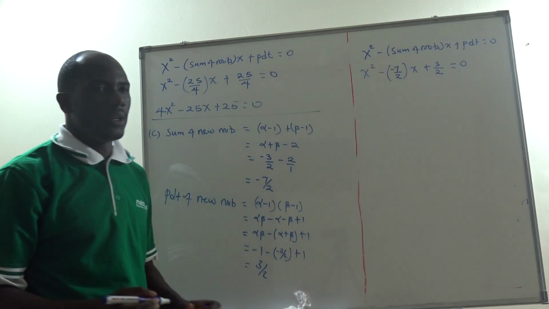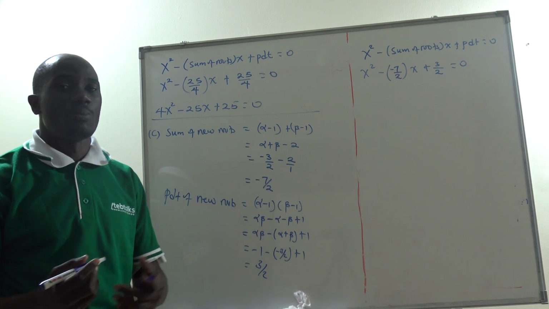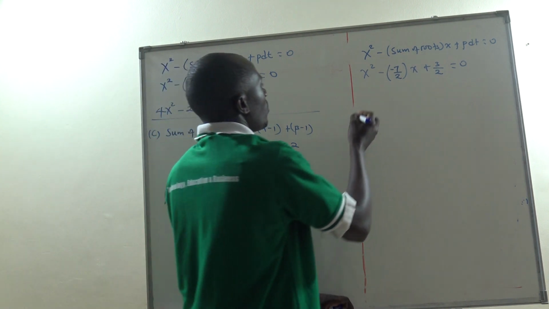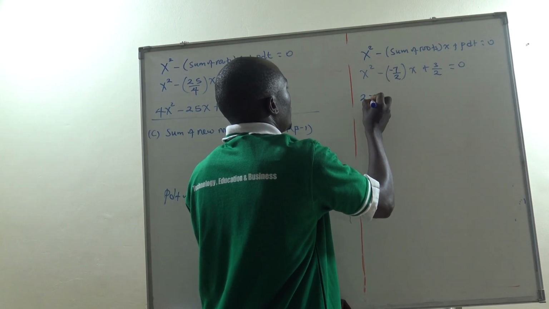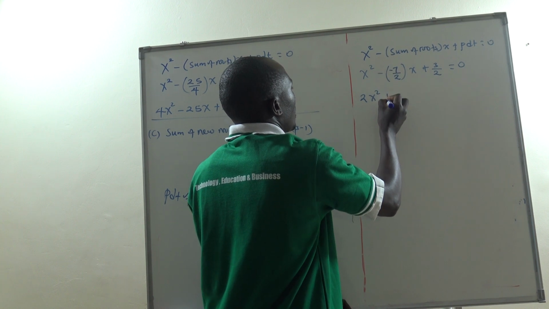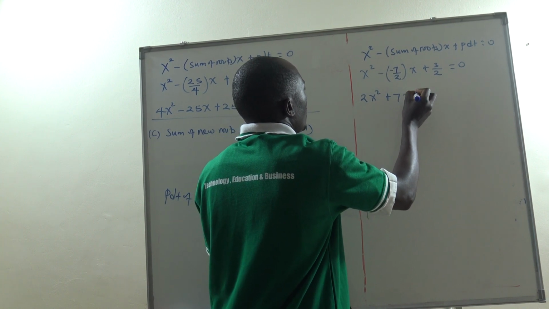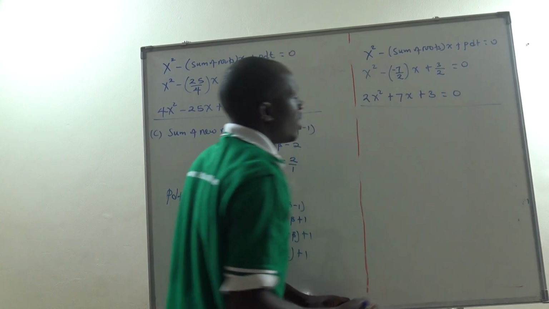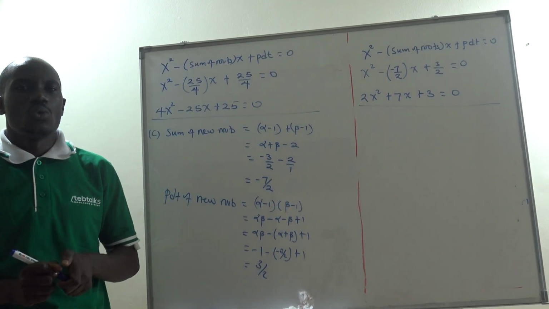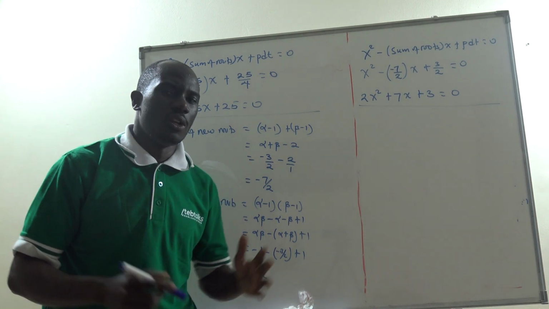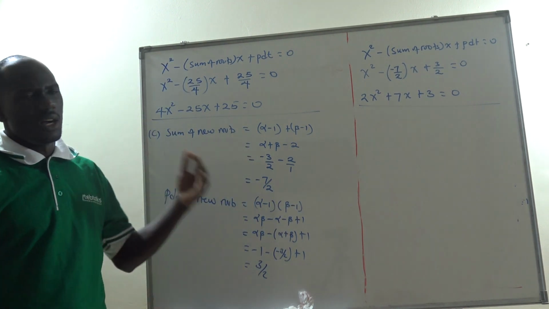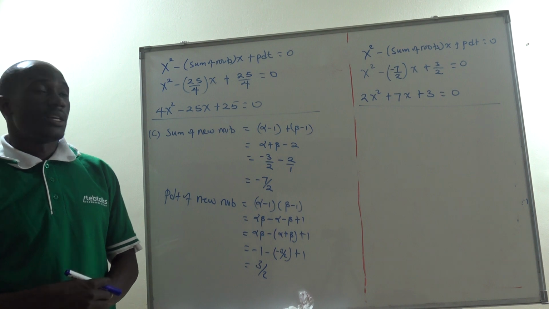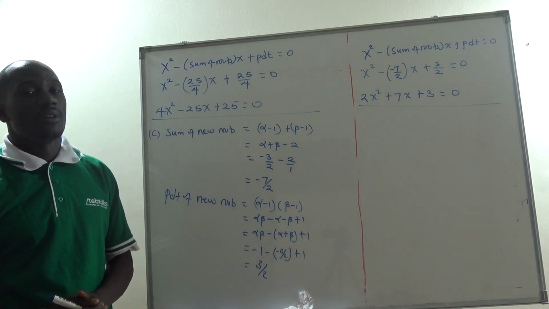Can we open this very well by multiplying throughout by the LCM? So we are going to have 2x squared, a negative is a negative, we come out with plus 7x, then plus 3 equals 0. You have already come out with your clear solution on that. That's how we form equations when you are given the new roots.